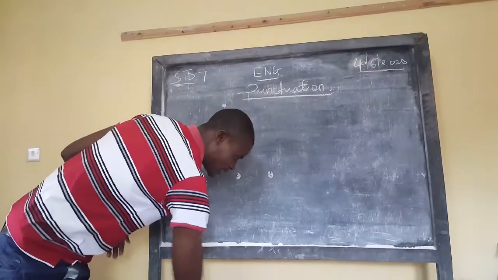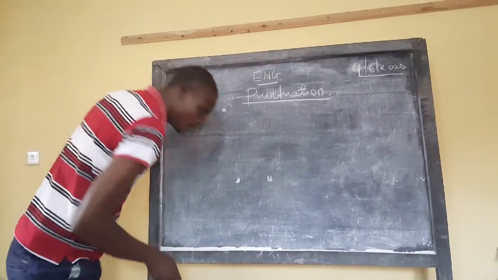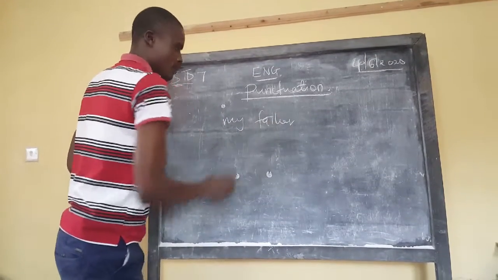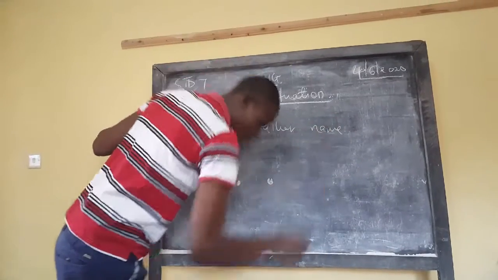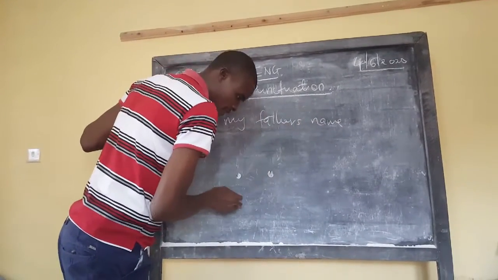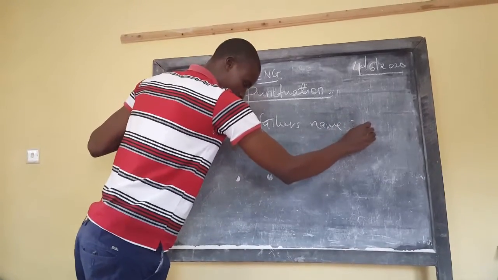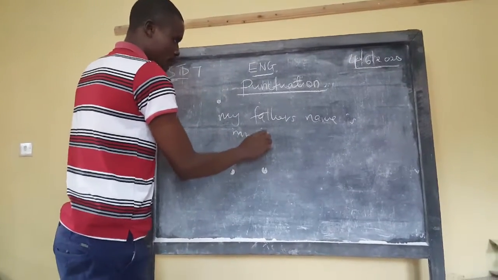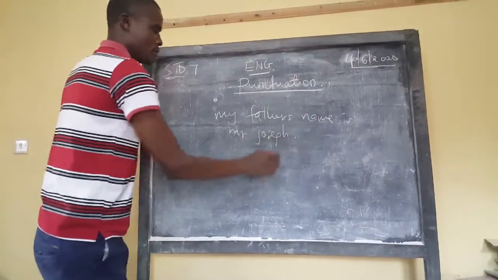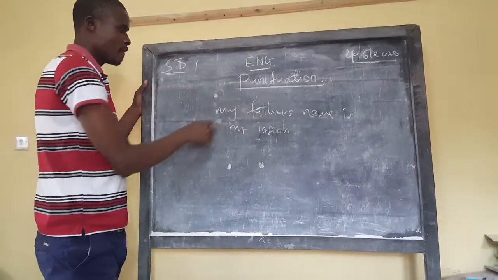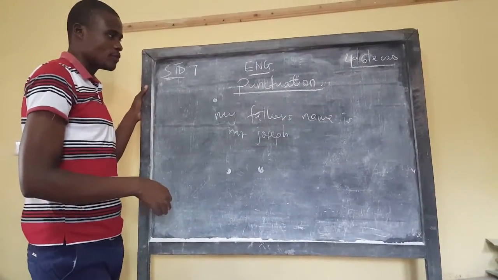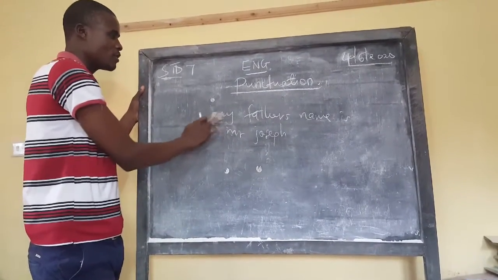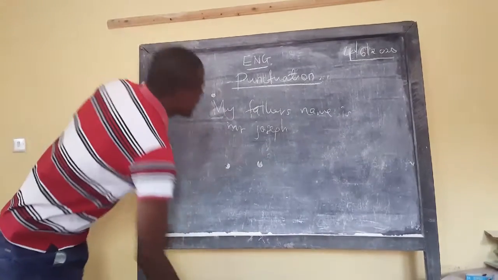We have several sentences here, like my father's name. Just read along with me: My father's name is Mr. Joseph. It's Mr. Joseph. No full stop. So this is a sentence. My father's name is Mr. Joseph. Now to begin with, look at the beginning of the sentence. It must begin with a capital letter. So you begin by writing a capital letter.